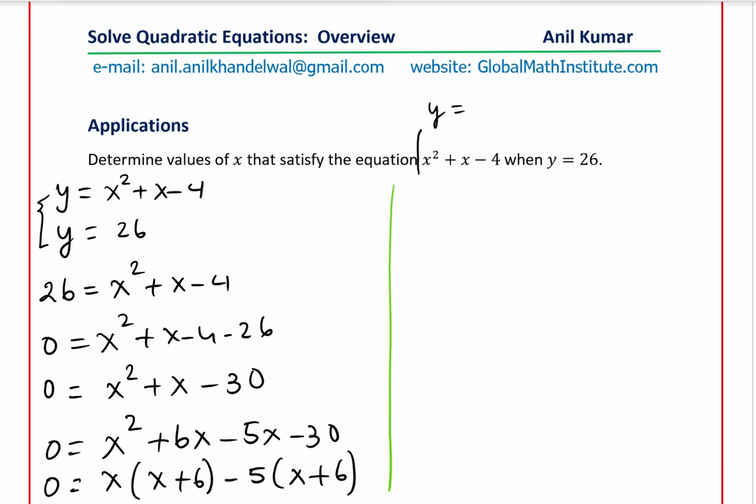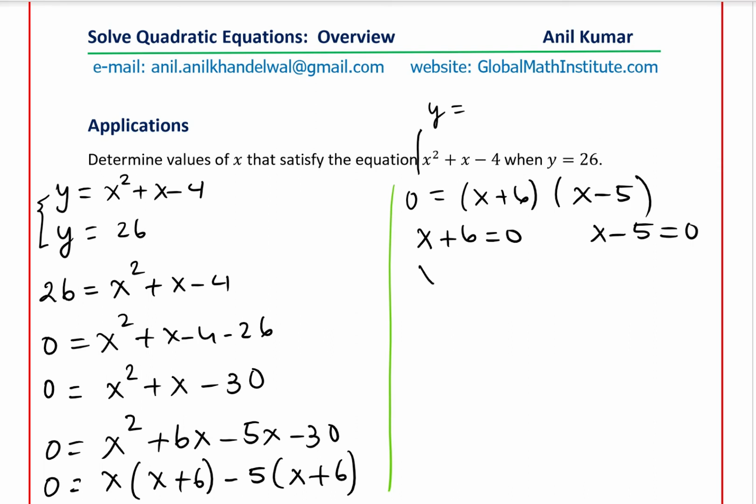So when you factor this, you get the term x plus 6 as common factor times x minus 5. Now for this to be 0, x plus 6 equals 0 or x minus 5 equals 0. For x plus 6 equals 0, we get x equals minus 6, and here we get x equals 5 as our answer. So the solution for this simultaneous equation is x equals minus 6 or plus 5. Clear? So that is how we are going to solve this.